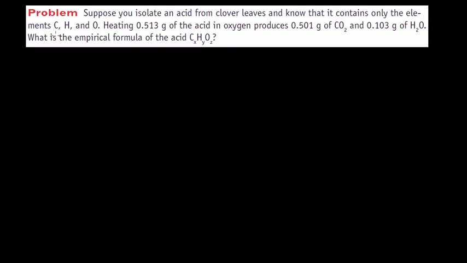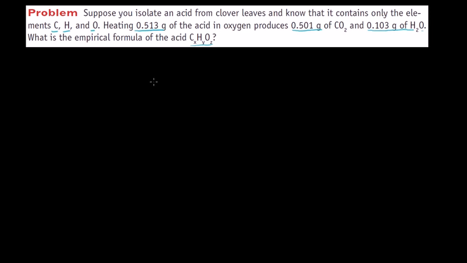This problem asks us, suppose you isolate an acid from clover leaves and know that it contains only the elements carbon, hydrogen, and oxygen. Heating 0.513 grams of the acid in oxygen produces 0.501 grams of carbon dioxide and 0.103 grams of water. What is the empirical formula for the acid?